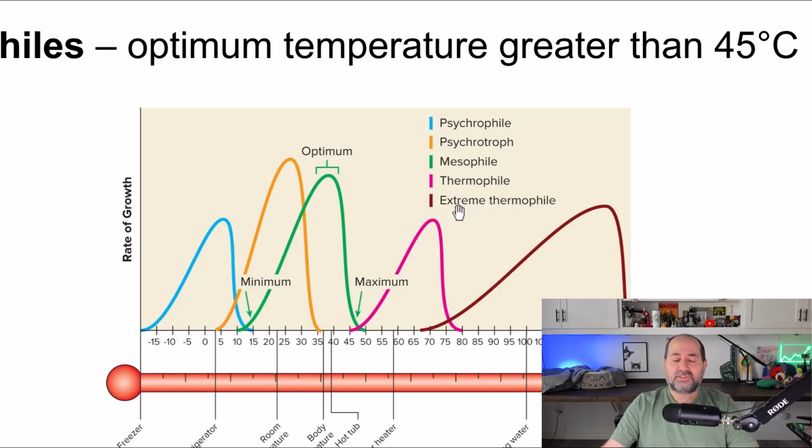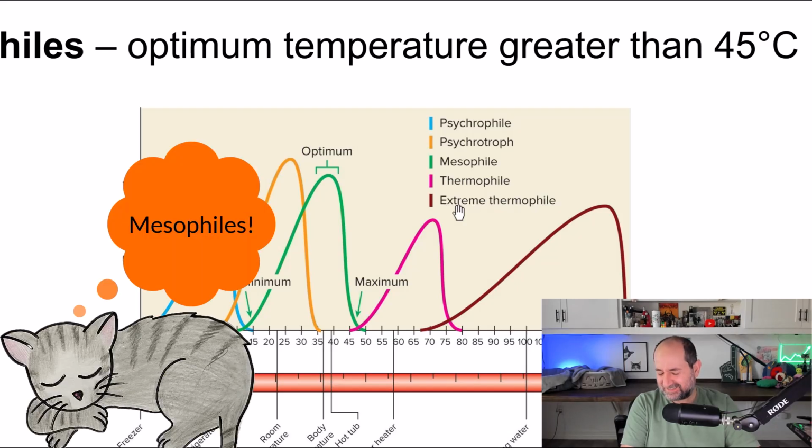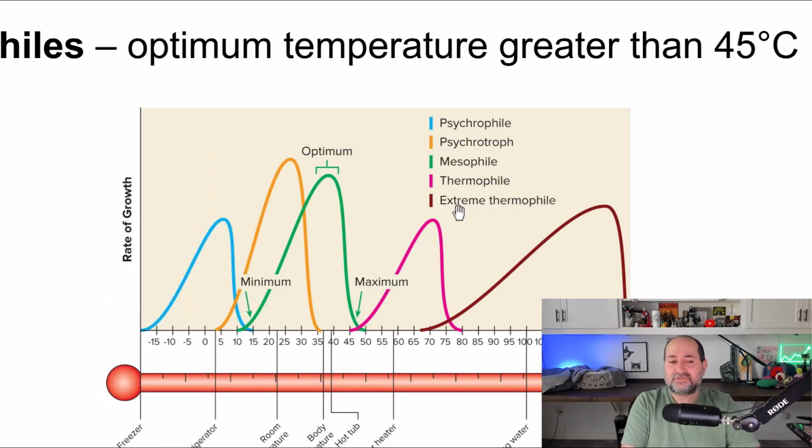Now, can you beat Wicket? Which one of these did we discuss would be most likely to cause a human disease? Can you beat Wicket? That's right, Wicket. Mesophiles, because they grow optimally at body temperature of 37 degrees C, right?